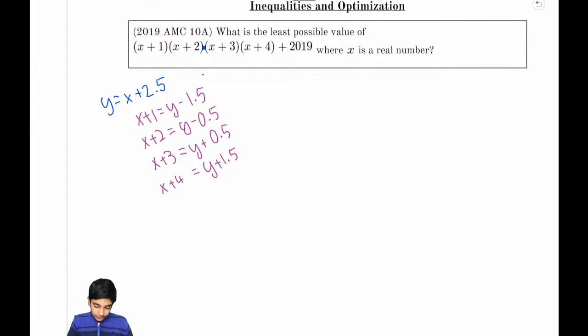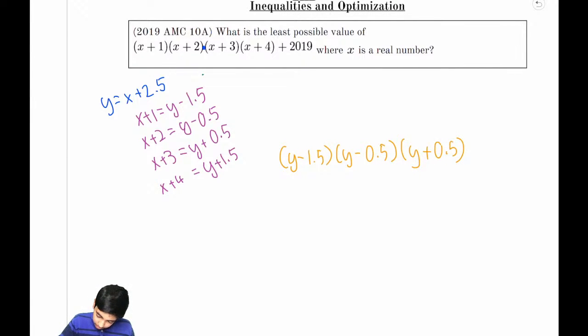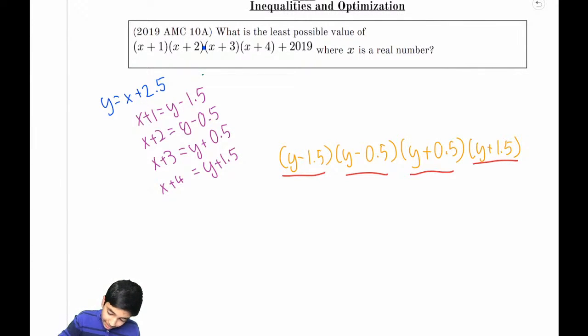Okay, so now these are expressions for x plus 1, x plus 2, x plus 3 till x plus 4. We substitute them in, we get y minus 1.5 times y minus 0.5 times y plus 0.5 times y plus 1.5. So then the idea here is you have these terms, y minus 1.5, y plus 1.5, y minus 0.5, y plus 0.5. Yes, exactly, difference of squares, that is correct. We can use difference of squares to combine these terms. So we do y minus 1.5, y plus 1.5, combine them together using difference of squares to get y squared minus 1.5 squared, which is 2.25, times y minus 0.5 times y plus 0.5, or y squared minus 0.25.